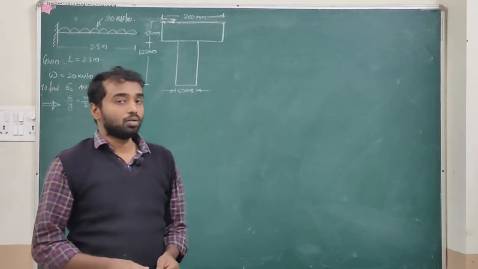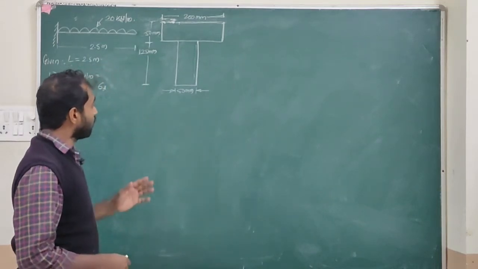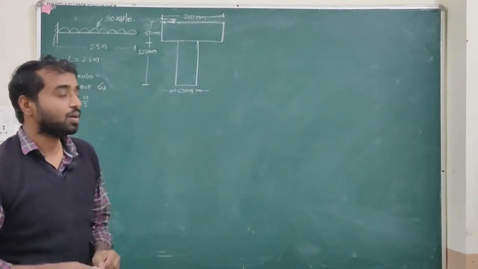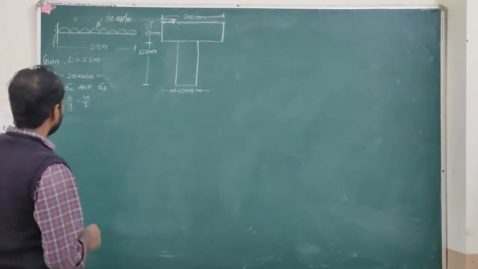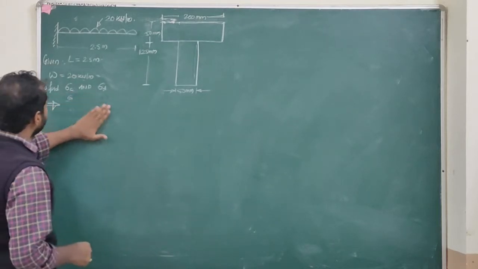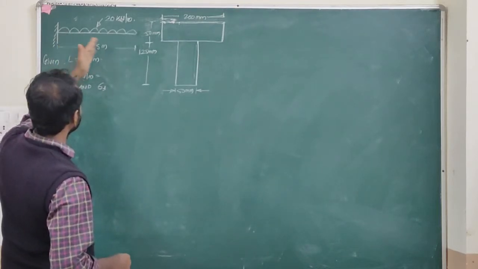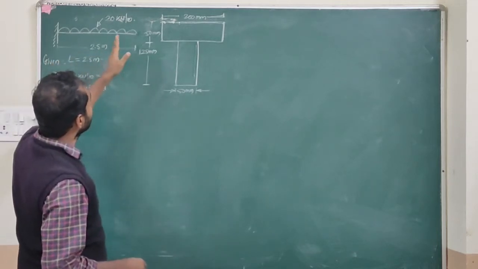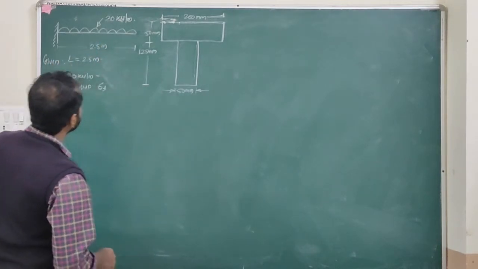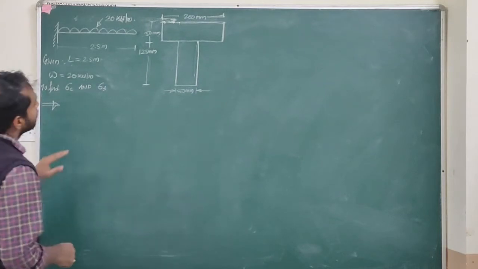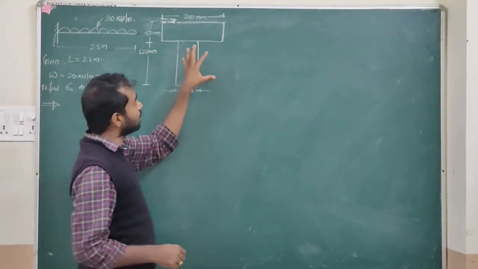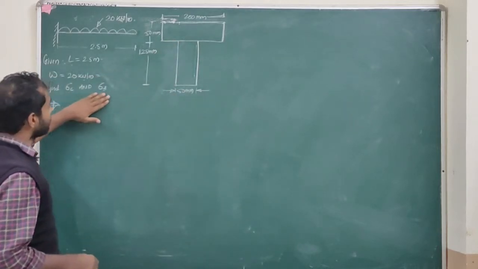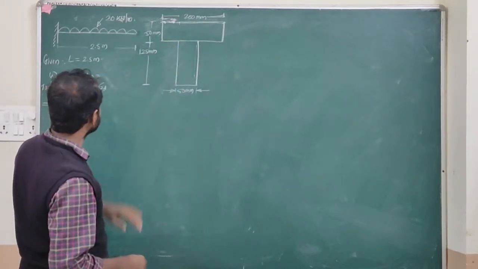Hello student. Today we will see the numerical to find out the value of bending stresses for an unsymmetrical section. In the numerical it is given that there is one cantilever beam, and on this cantilever beam a UDL is acting. The UDL is 20 kilonewton per meter and this is basically a T beam, and you need to find out the value of sigma c and sigma t, that is the compressive and tensile stresses.